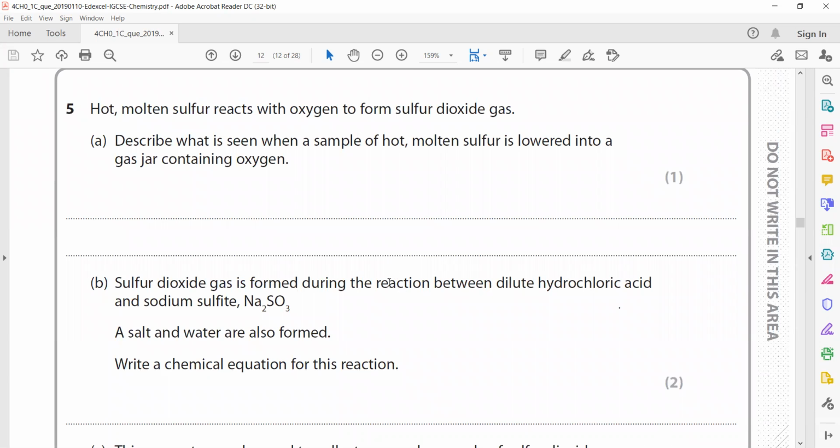So, first one, hot molten sulfur reacts with oxygen to form sulfur dioxide. Describe what is seen when a sample of hot molten sulfur is lowered into a gas jar. So, it will burn with a blue flame.